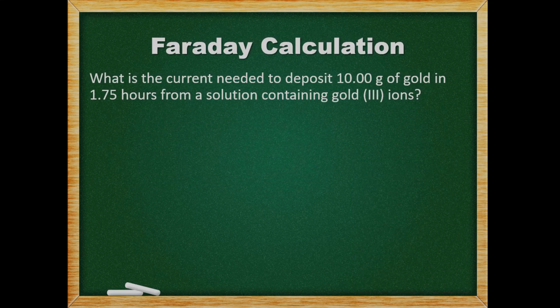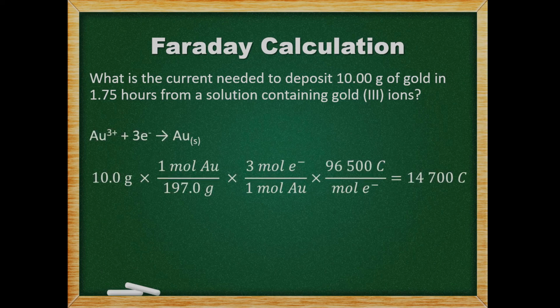If we want to find the current needed to deposit 10 grams of gold in 1.75 hours from a solution containing gold(III) ions, then we begin by writing the balanced chemical equation. We convert 5 grams of gold to moles of gold, moles of electrons, and then use the Faraday constant to convert to coulombs. Current is coulombs per second, so we divide by the time to get our answer.